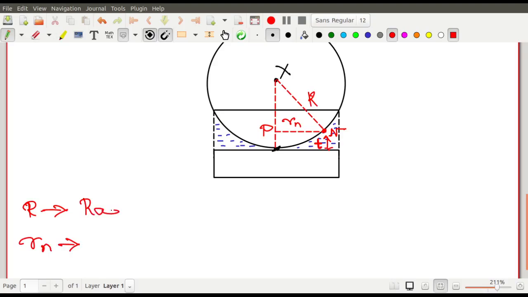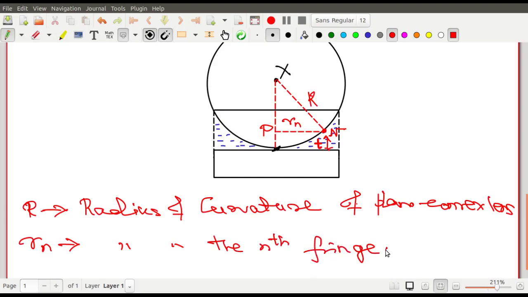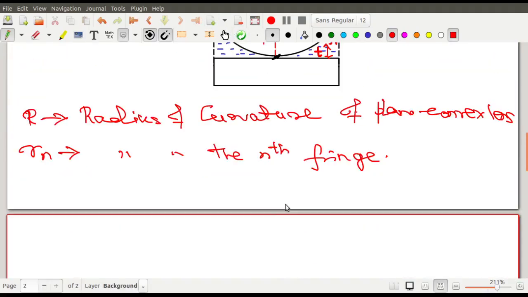So this one is the radius of curvature, বক্রতলের ব্যাসার্ধ, radius of curvature of plano convex lens. And Rn is the radius of the nth fringe. It may be bright, it may be dark, depending upon that delta and the conditions. So ঠিক আছে, so these things are well understood by us.